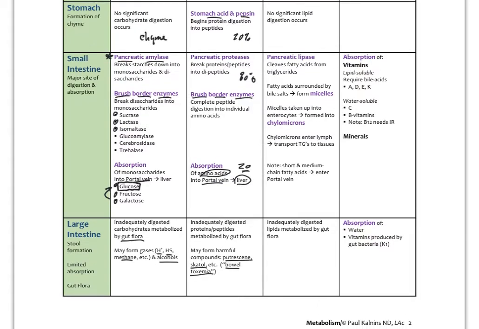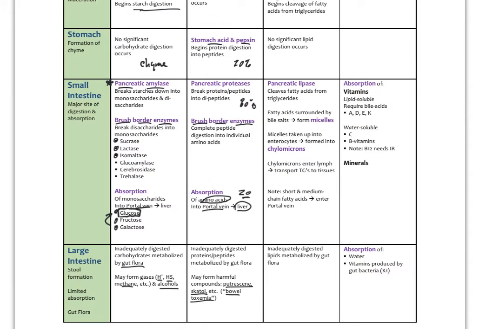In terms of lipids, remember it's the pancreatic lipase which is going to cleave fatty acids from triglycerides. The individual fatty acids will then be surrounded by bile salts, and that will form micelles. The micelles will then be taken up by the enterocytes, and inside the enterocyte they are packaged into chylomicrons. Chylomicrons are lipoproteins, so they have a phospholipid monolayer, together with proteins studded in the walls. And that's what makes a chylomicron.